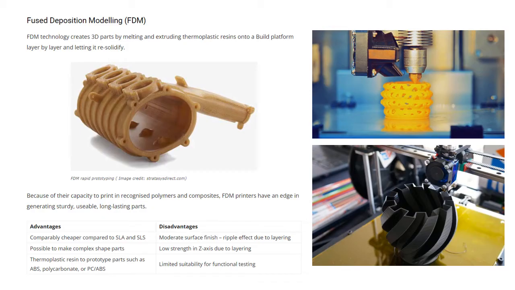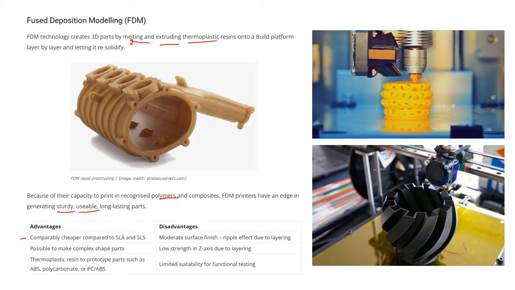So basically it melts and extrudes the thermoplastic onto a platform layer by layer, and you create your part. You can print in lots of different polymers, and they can produce relatively sturdy, usable parts. We've all 3D printed things at school, and depending on how you print them, they can be quite strong. Now, the advantage of this process, generally speaking, is that it's quite a cheap additive manufacturing process.